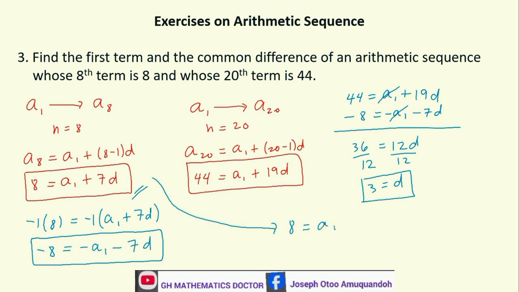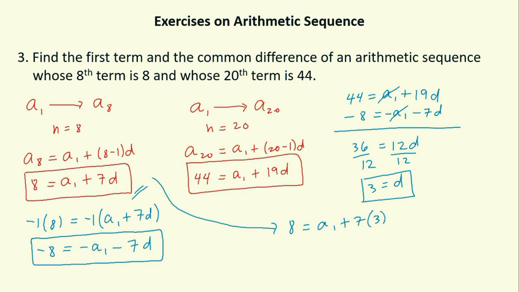So let's do the substitution. Wherever you see the d, you put 3 there. So multiply it with a 7 so that you can find the first term. Alright. So make the a the subject.